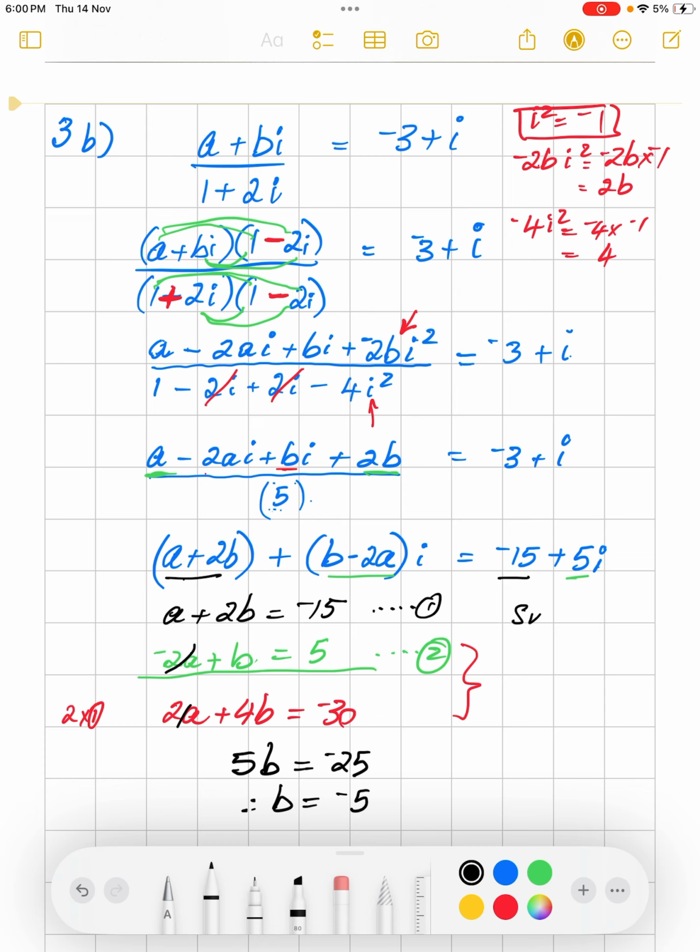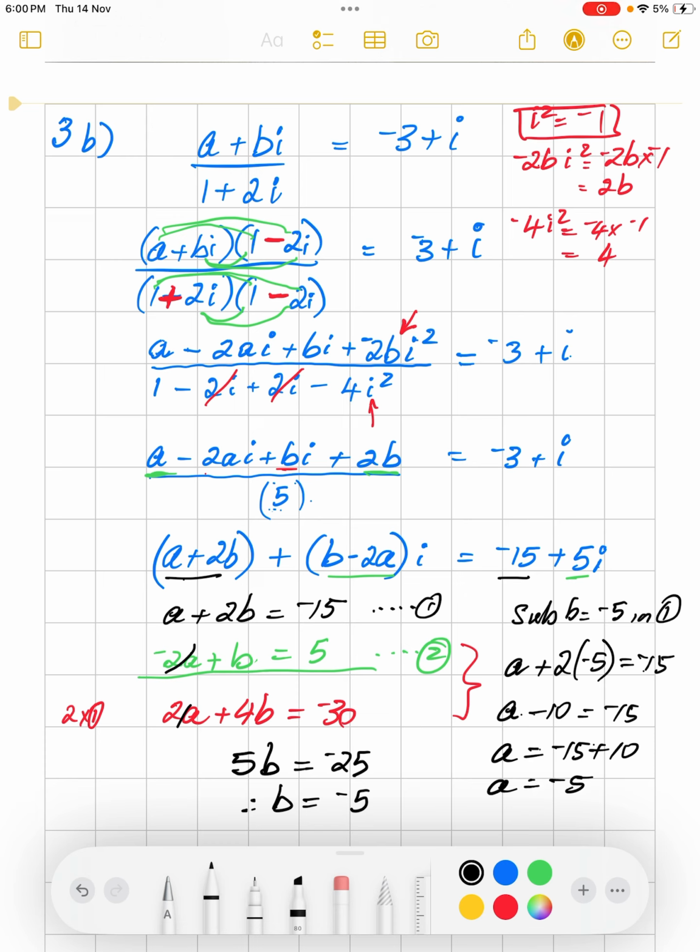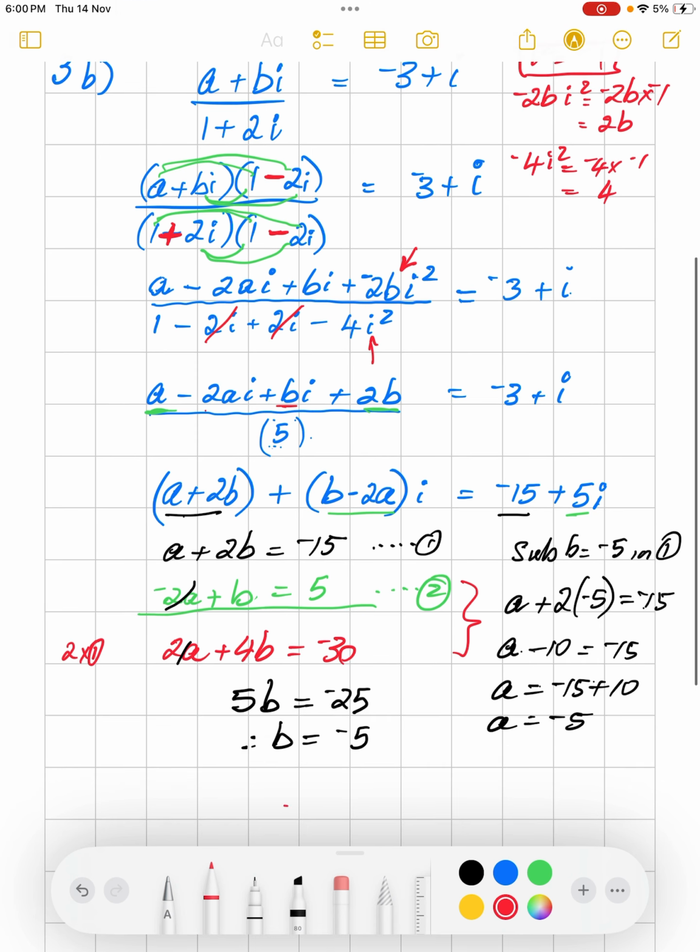And substitute b is negative 5 into any equation. I'll just put it into equation 1. And we get a plus 2 times negative 5 equals negative 15. a minus 10 equals negative 15. a equals negative 15 plus 10. And we get a equals negative 5. So there we have it. Our solutions are a equals negative 5 and b equals negative 5.